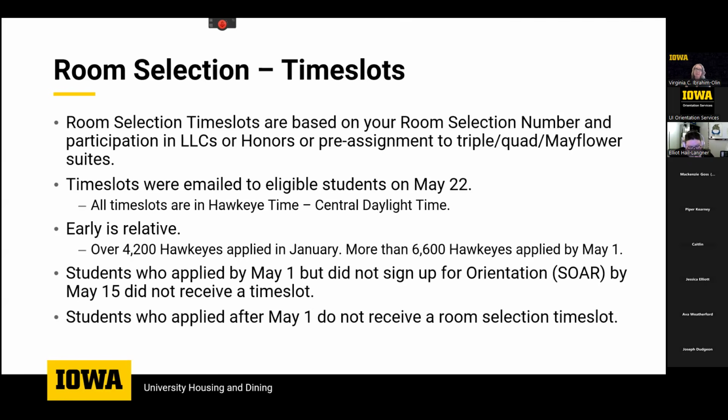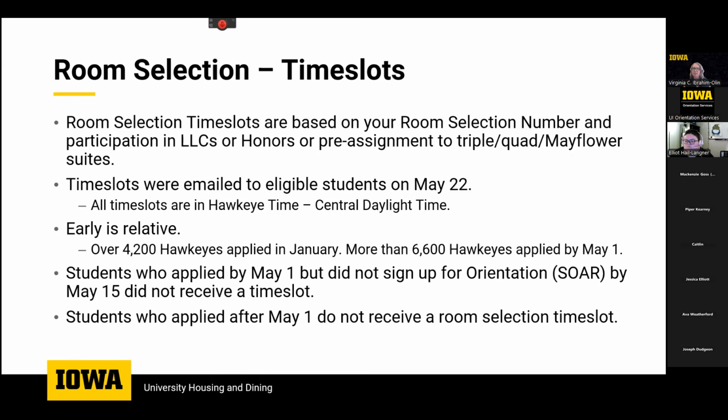One thing to know is that all of our time slots are Hawkeye time, and so that's Central Daylight Time. Another piece to remember is you all know your room selection number and you'll know your room selection time slot. One of the most common pieces that we hear from folks is, I applied early. And we want you all to know that the majority of the first year class applied in January. We received over 4,200 Hawkeyes in the month of January, and more than 6,600 applied by May 1. So we've got a big batch of y'all coming in, and we're so excited to make sure that we've got housing for everyone.